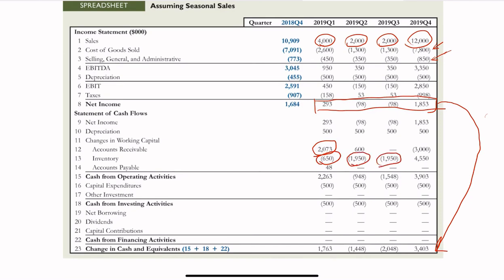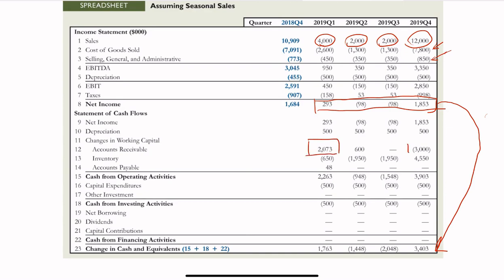Well, these numbers are quite easy to understand. If you look at this number, it basically means that in Q4, the firm will have a lot of sales. So it will create accounts receivable. And then in Q1, the firm will receive money from its customers. So accounts receivable will be smaller. In this case, you can see that we get a positive number here. So this will increase the firm's cash flow.